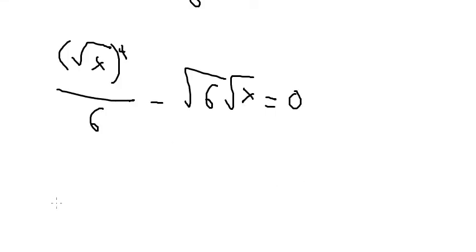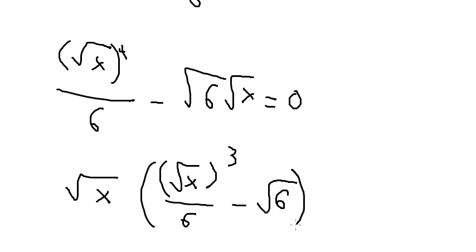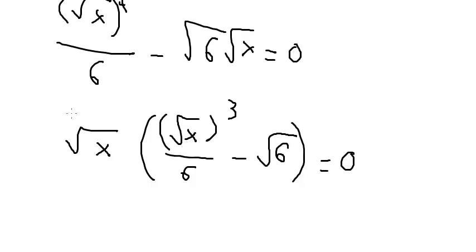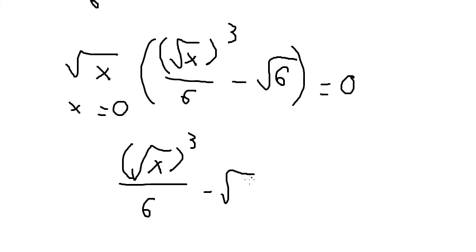So the square root of x we can do factorization. This one we know that x equal to number 0. Now we just find the solution of this one. So we put this one go to the right and multiply by number 6.